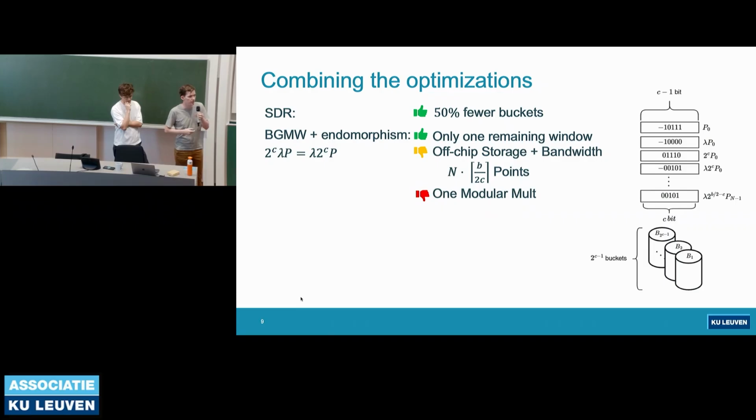How we do this is by first applying the endomorphism so that we are left with b over 2 bit scalars, so that we need fewer pre-computed points to be able to put everything into one window. So therefore, we need less on-chip storage and bandwidth, but we again need this one modular multiplication to compute the endomorphism on the fly.